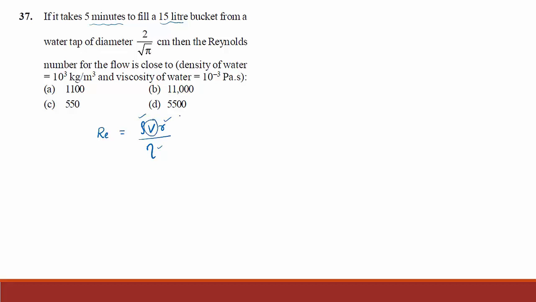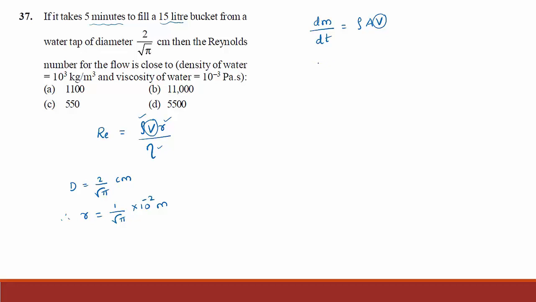First we have to find the velocity. See here, diameter of the water tap is given 2 divided by root pi centimeter. Therefore, from this we can get the radius. Radius is equal to 1 by root pi. Convert into meter. So 10 raised to minus 2 meter. Now I am going to use the equation, that is dm divided by dt is equal to density into area into velocity. From this equation we can easily find the value of V. So here dm divided by dt.